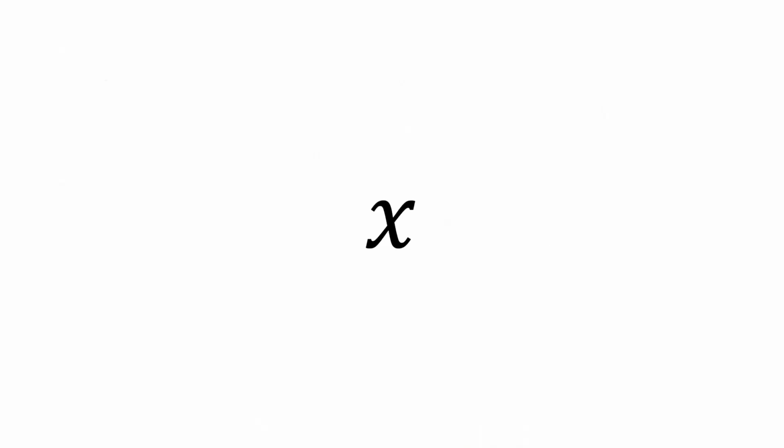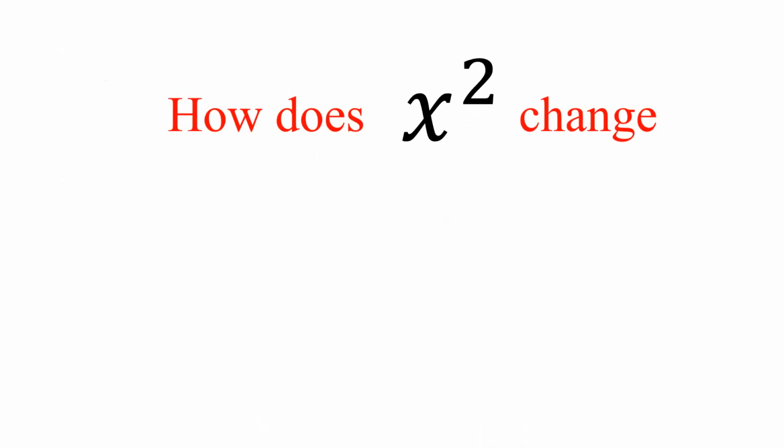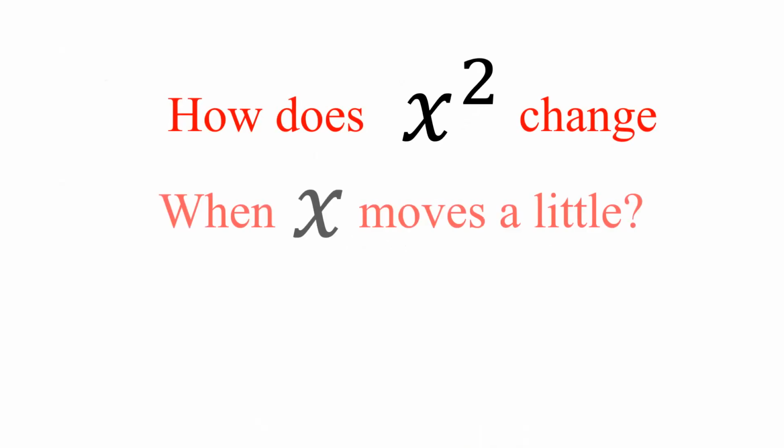Because x is the independent variable, and most likely you're going to encounter a situation where x is part of the function. Okay, so let us square this. It becomes x squared. Now, notice how x squared is different from x, of course, but they are related. x squared is influenced by x, and x affects x squared. So let us ask ourselves a question. How does x squared change when x moves a little?